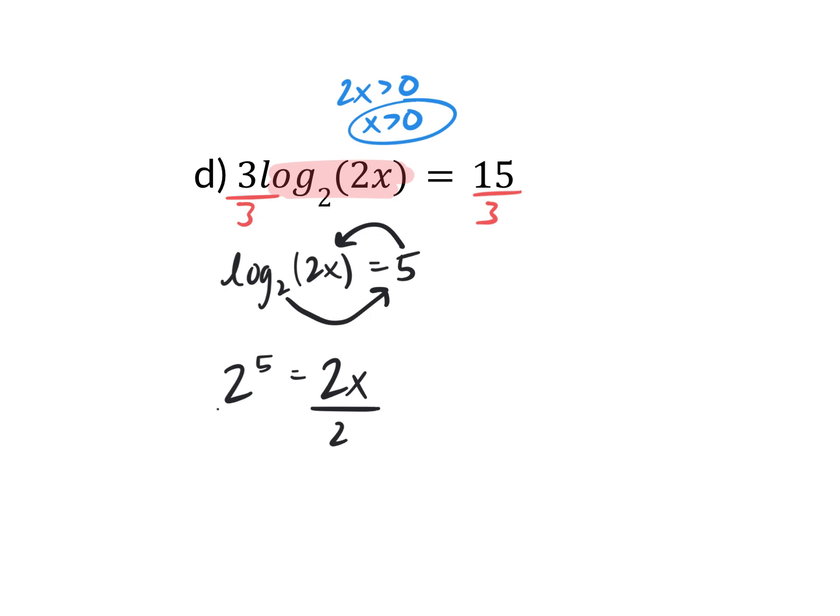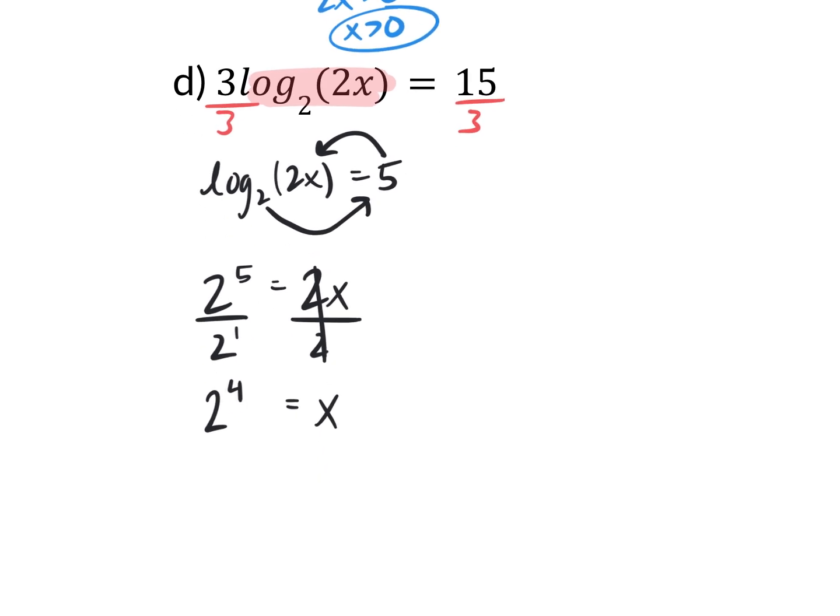And we can divide by 2 on both sides. And that gives me x equals 2 to the power of 5 minus 1, which would be 2 to the 4th, or 16. So x equals 16.